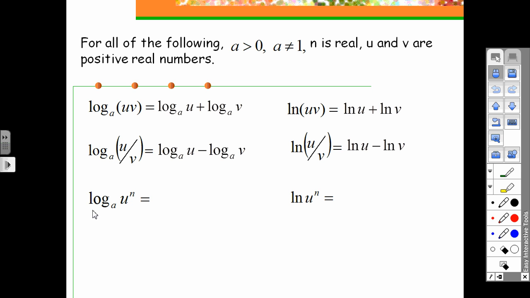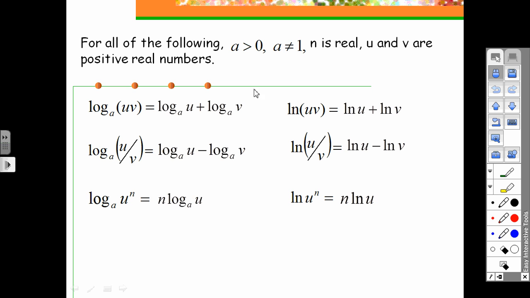And then the last one is the power property of logs, and this is if you have a log of a number that has its own exponent, you get to move this exponent in front of the log and then multiply it by the log base a of u. And this one, same thing, the n is just going to move into the front. So you have n times the natural log of u.